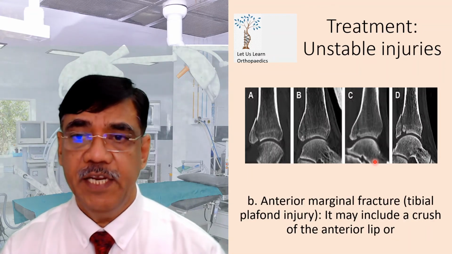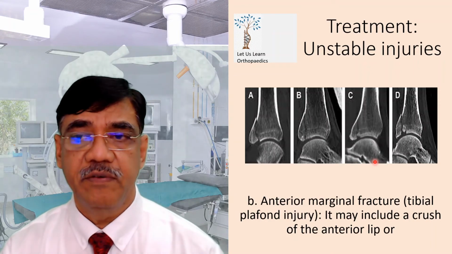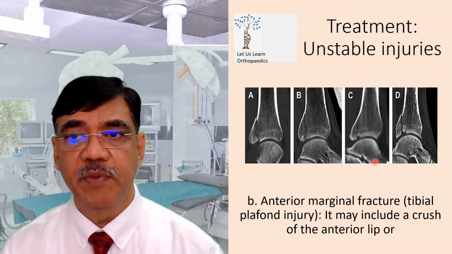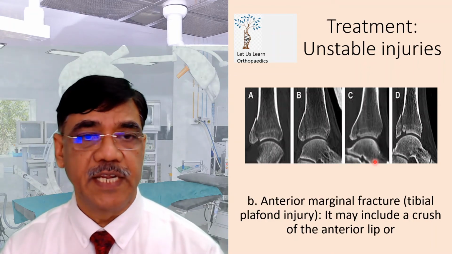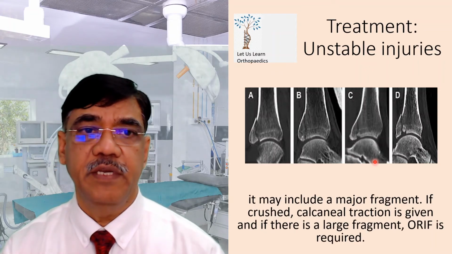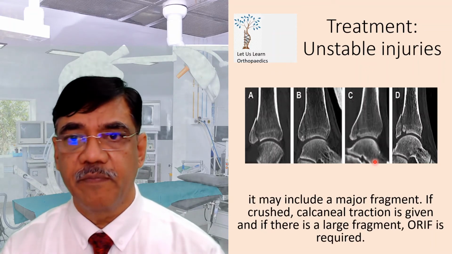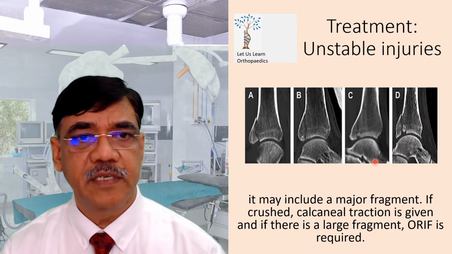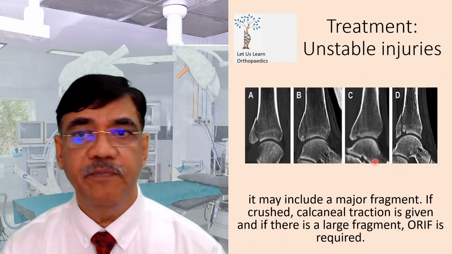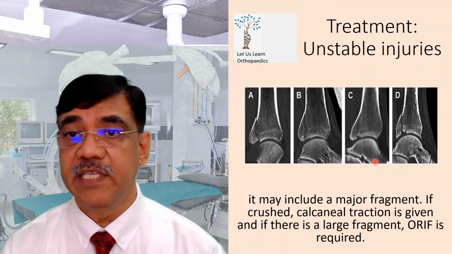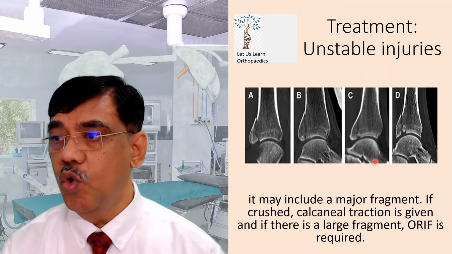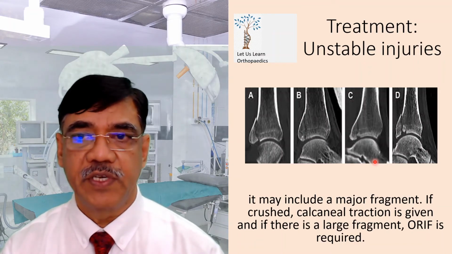As far as the anterior marginal fractures are concerned, the tibial plafond injuries, it may include a crush of the anterior lip, or it may include a major fragment. If crushed, calcaneal traction is given, and if there is a large fragment, open reduction and internal fixation is required.